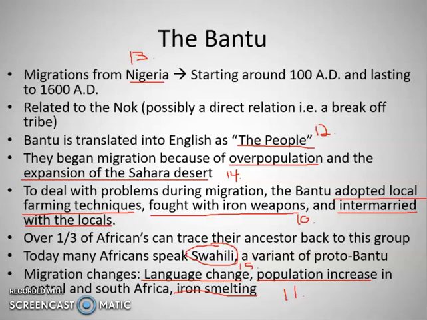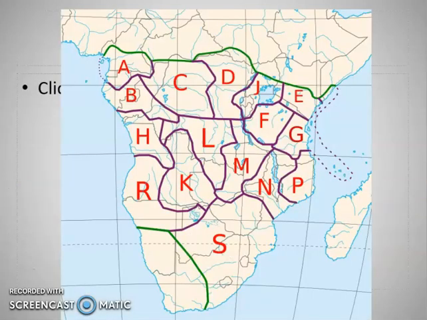And so how did this change things? Well, language change was big. They brought Bantu languages, population increase, and of course they brought iron smelting to all parts of Africa. And looking here, obviously, the Bantu are taking up a pretty good portion of Africa.